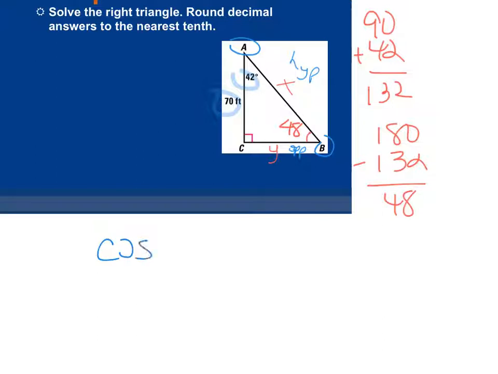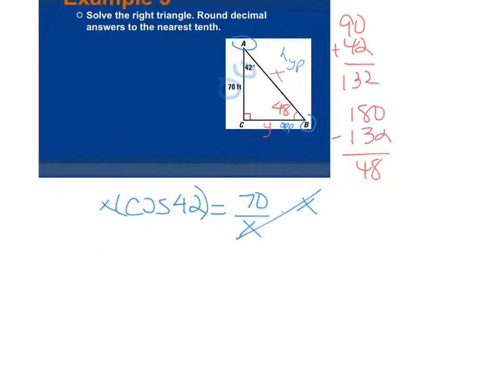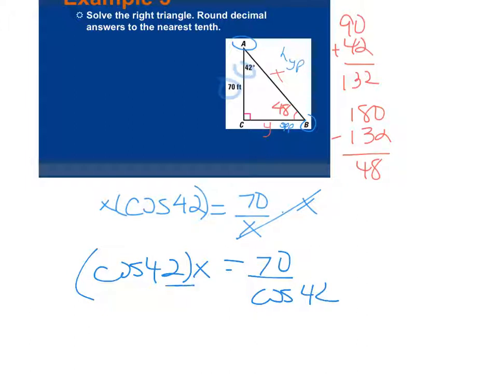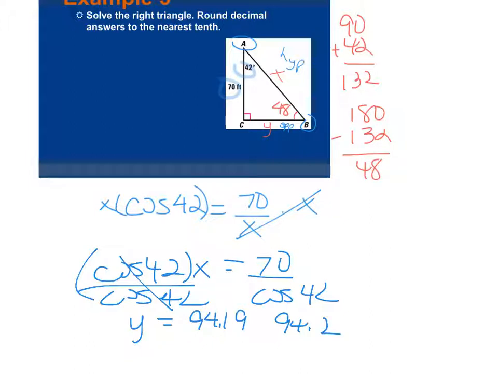So I'm going to do cosine, because that uses adjacent and hypotenuse. Cosine of 42 is equal to 70 over x. Then I'm going to multiply both sides by x to get it to cancel. And then I get cosine 42 x equals 70, I'll just divide by cosine 42. And then once I divide 70 by cosine 42, I get x equals 94.19. It said round to the tenths place, so 94.2.